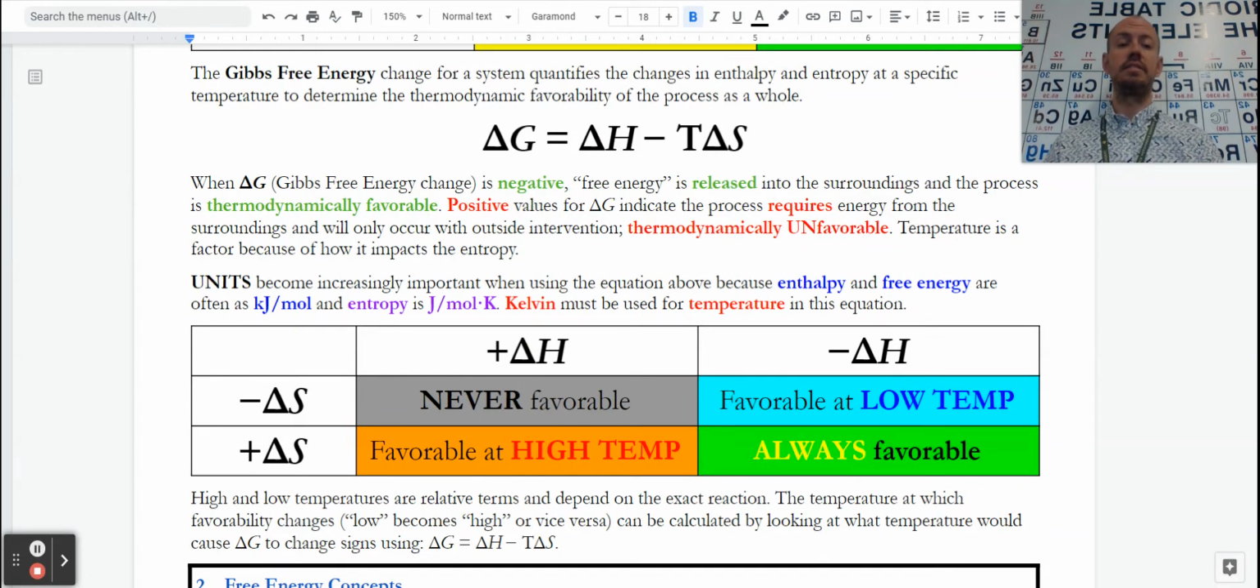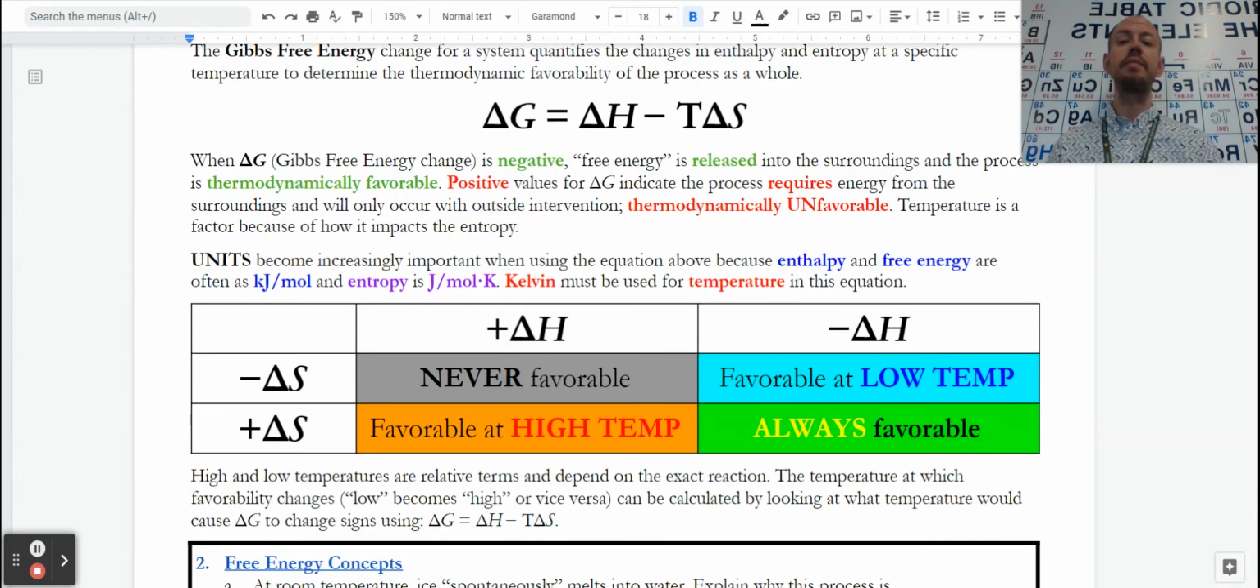When they're opposite in sign, it's either always or never favorable, but when they have the same sign, the temperature does matter. That high temperature versus low temperature depends exactly on how negative and how positive our H's and our S's are. So low and high are relative terms, and we can calculate the exact values there.